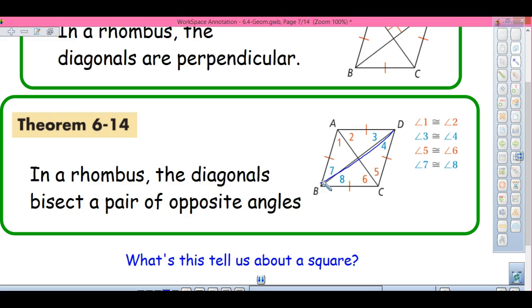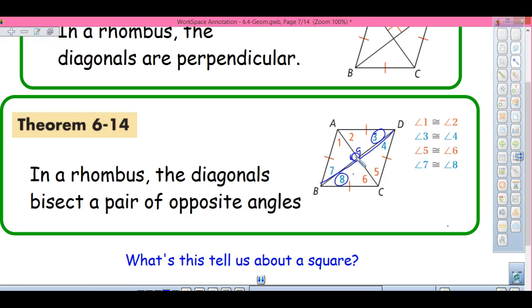Since it's a parallelogram, what else do I know? What else is 8 congruent to? If it's a parallelogram, not 4. 3. Why? What kind of angles are those? They're alternate interior angles, yep. So that comes into play on your assignment today. You also have to know that alternate interior angles are going to be congruent.